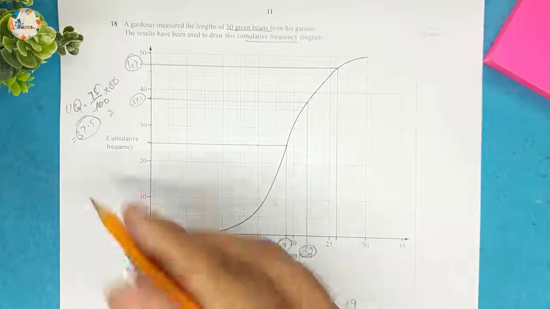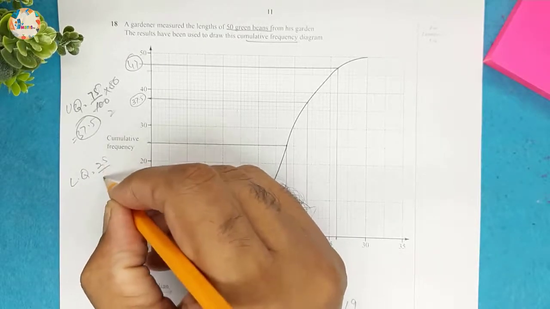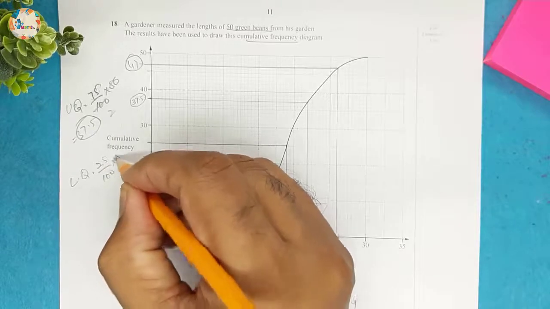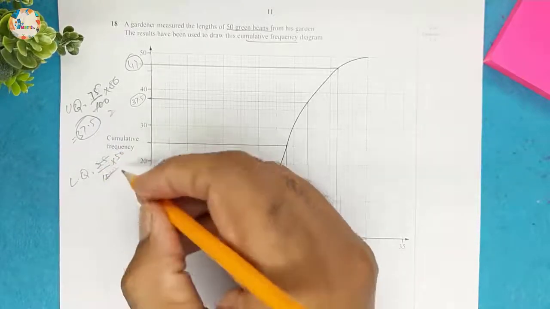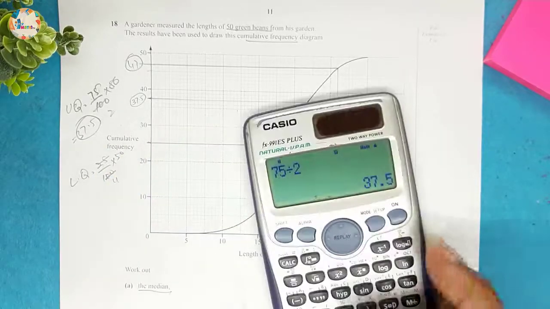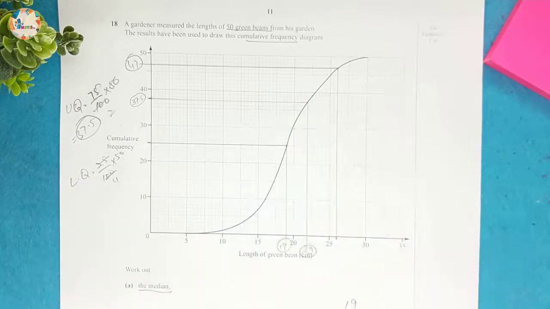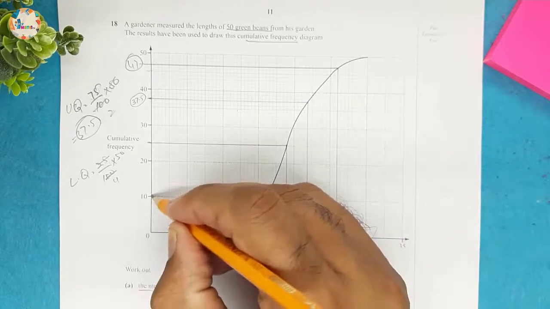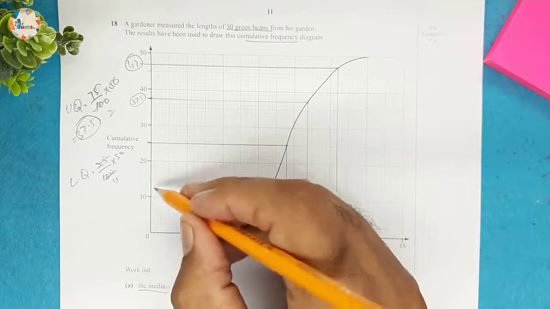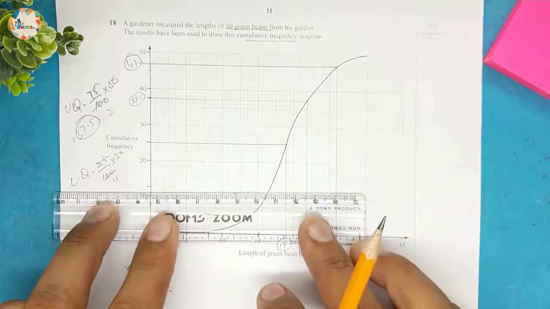So lower quartile we can calculate. Lower quartile will be equal to 25th percentile of 50. So this will be 1/4, so 50 divided by 4 will be equal to 12.5. So 10 is this one, 11, 12, and 12.5 will be around here.